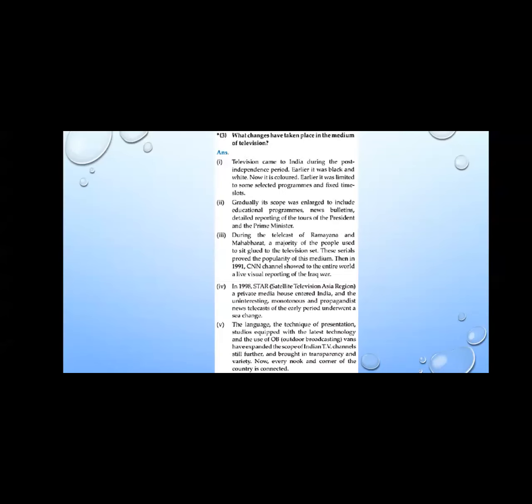Then the fifth point here is the language, the technique of presentation, and studios equipped with the latest technology. Then the use of OB, that is outdoor broadcasting vans, has expanded the scope of Indian TV channels still further, and they have brought transparency. Transparency means clarity and variety. So now every nook and corner of the country is connected.